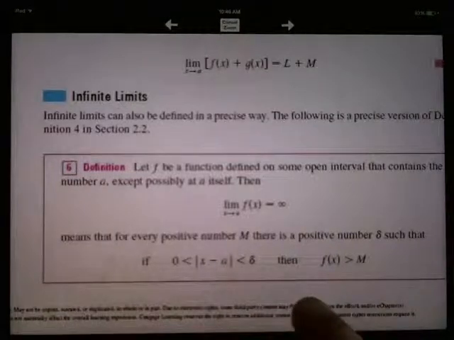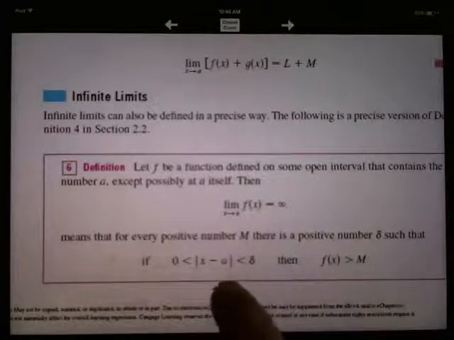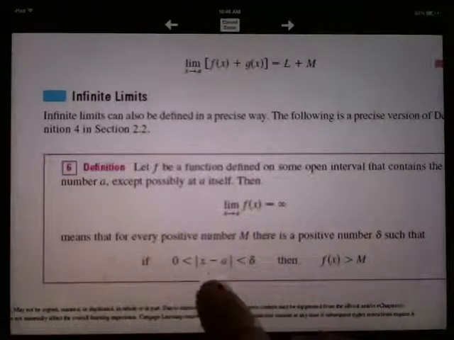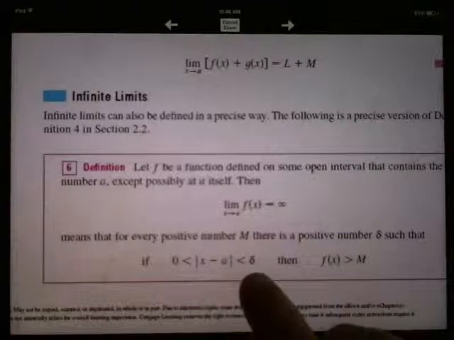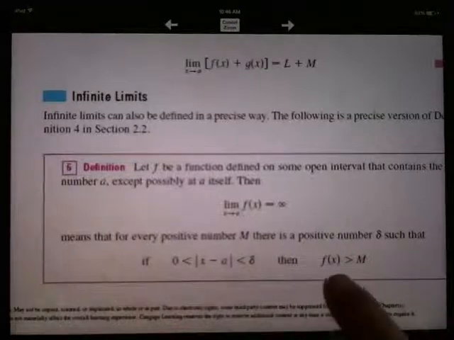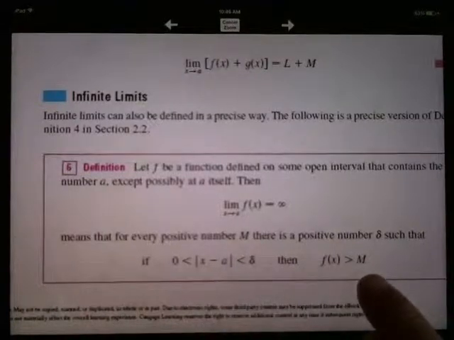And so here I still have this: if x is close to a, right? The difference between x and a is less than some delta, so x is close to a. Then, what do you mean f of x is close to infinity? Well, what they're saying is that f of x is just bigger than some M.